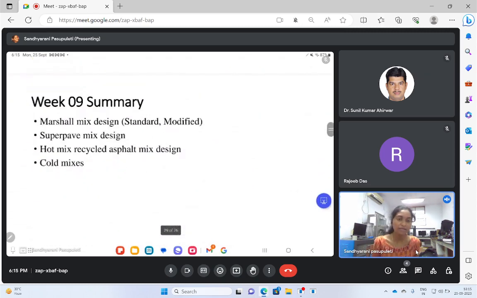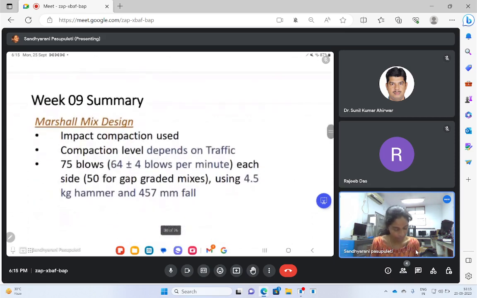If we come to the recent week's lectures, this week 9 summary includes the Marshall mix design. Briefly, it has been discussed with regard to the standard and modified Marshall mix design, and also the Superpave mix design. Then the detailed hot mix, recycled asphalt mix design and the cold mixes have been discussed. Let us go through the summary very briefly in half an hour or so.